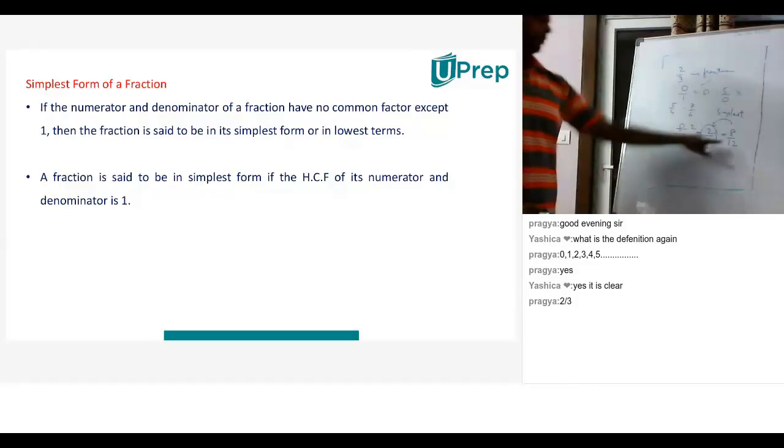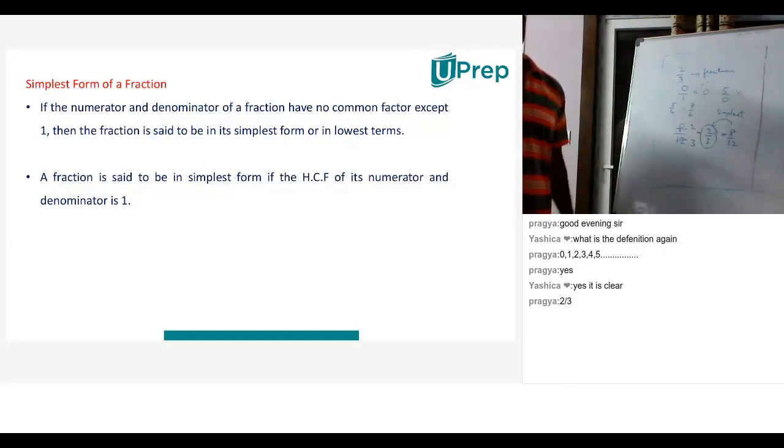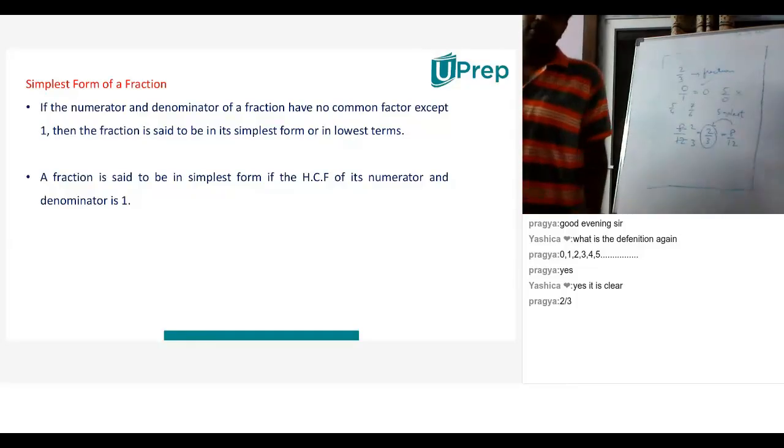This is 8 by 12. The simplest form of 8 by 12 is 2 by 3. And I cannot further reduce this 2 by 3. So this is how I reduce a fraction into its simplest form.